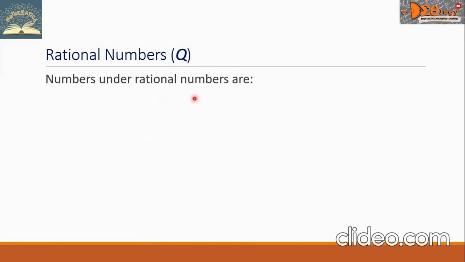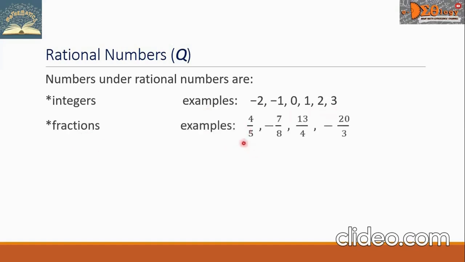Numbers under rational numbers are integers. We have some examples, negative 2, negative 1, 0, 1, 2, 3. Fractions. Examples, 4 over 5, negative 7 over 8, 13 over 4, negative 20 over 3. The decimals. But these decimals must be either stops or repeats.